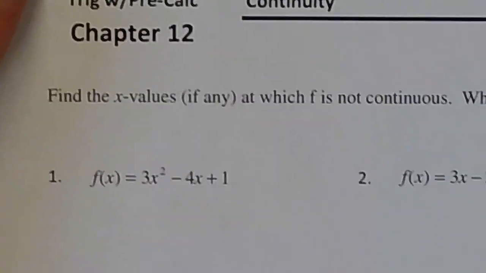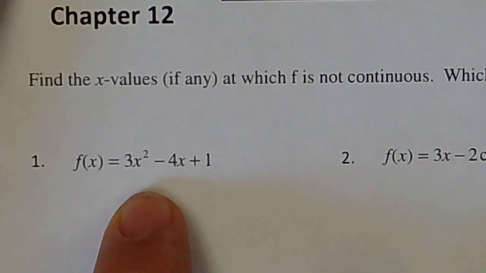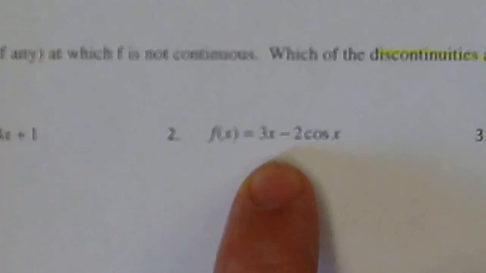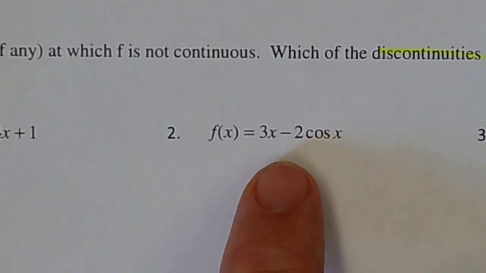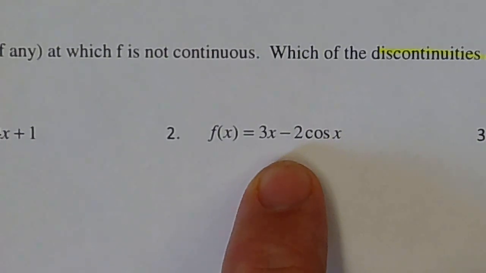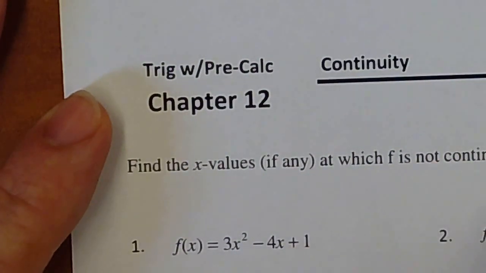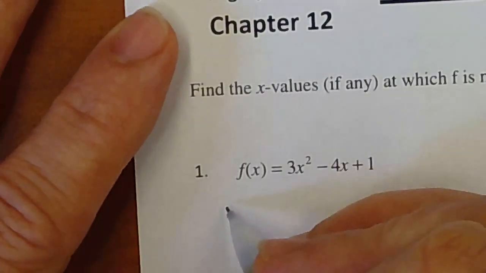It might not have one. For example, number 1 is a quadratic function. You could throw it in your graphing calculator to verify. This one's going to be a little bit tougher to use your prior knowledge. You want to throw that in your graphing calculator and check. Does it look continuous or not? It is. So find the x values at which f is not continuous. This is continuous for all x.